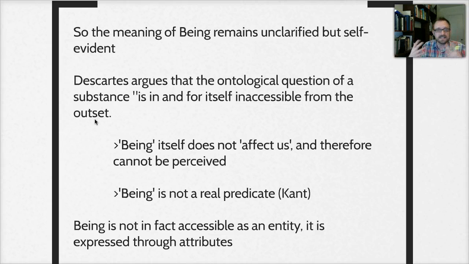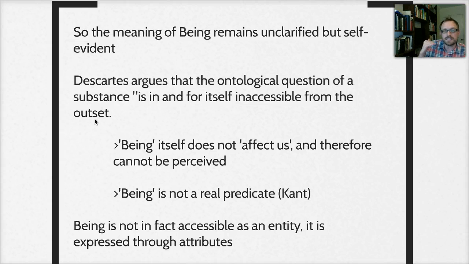It doesn't affect us, so I can't perceive it. This is why later on Kant would argue that being is not a real predicate. Remember, when I say the grass is green, I'm predicating greenness to my subject, grass. And when I say that God is, Kant is saying being is not a real predicate. You're not really connecting anything there.